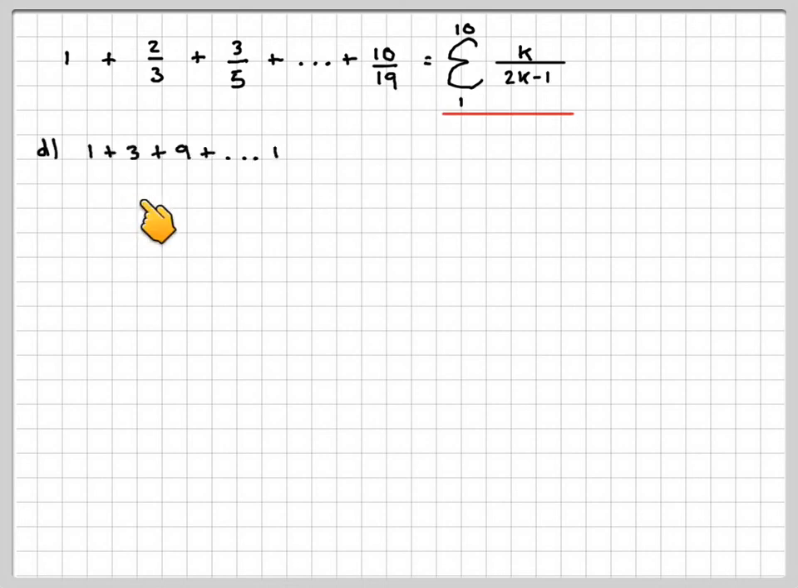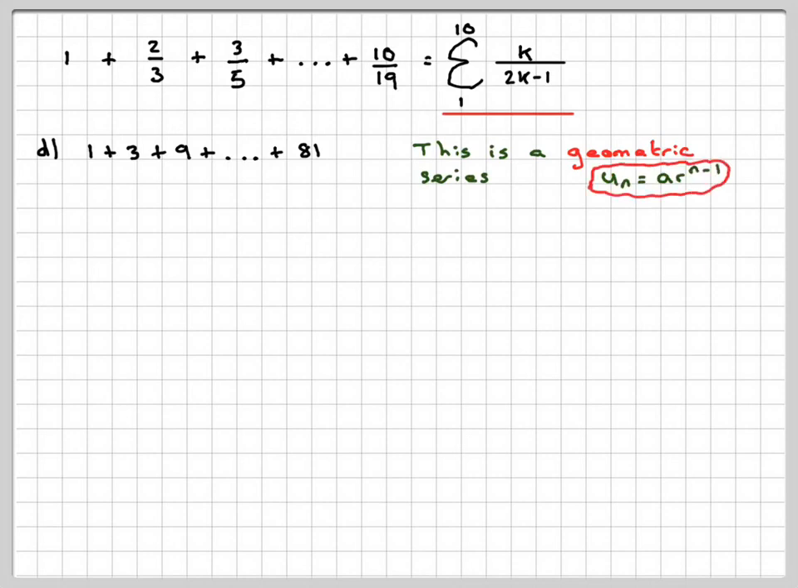Final one, 1 plus 3 plus 9 up until 81. This is also a geometric series. So un is a r to the n minus 1. So the first term is 1 and the common ratio is 3. So un will be 1 times 3 to the n minus 1, which is just 3 to the n minus 1. We need to know what term number this is.